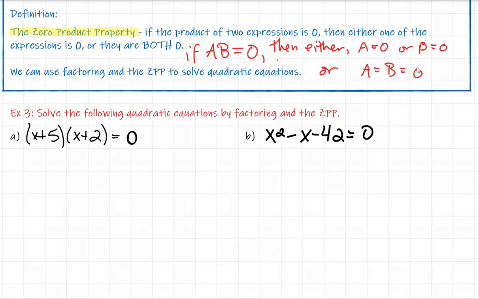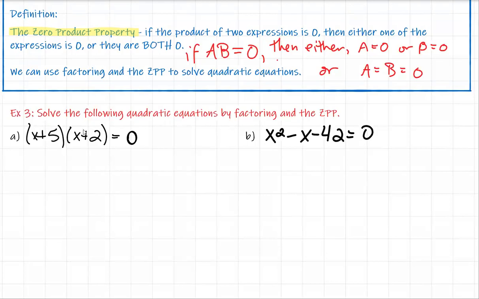We can't have both of them be not 0. Like if I had 5 times 6, that's clearly not 30, right? 3 times 4, negative 2 times 11, 100 times 50 million. Either one of them is 0 or they're both 0 in order for this to be true, okay? So we can use this idea to help us solve these equations right here, all right?